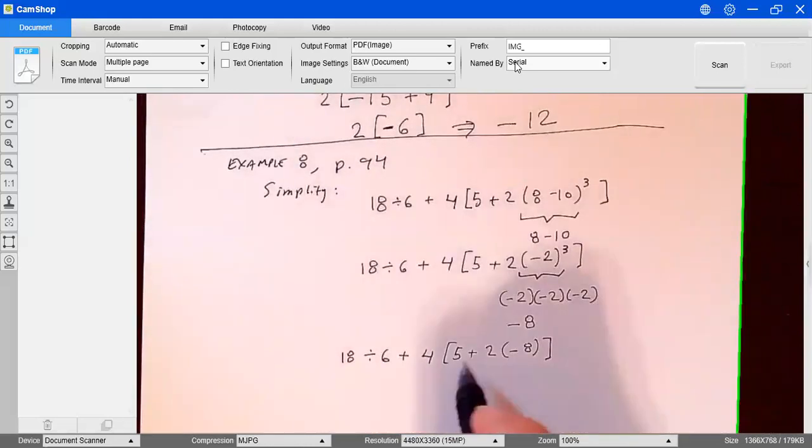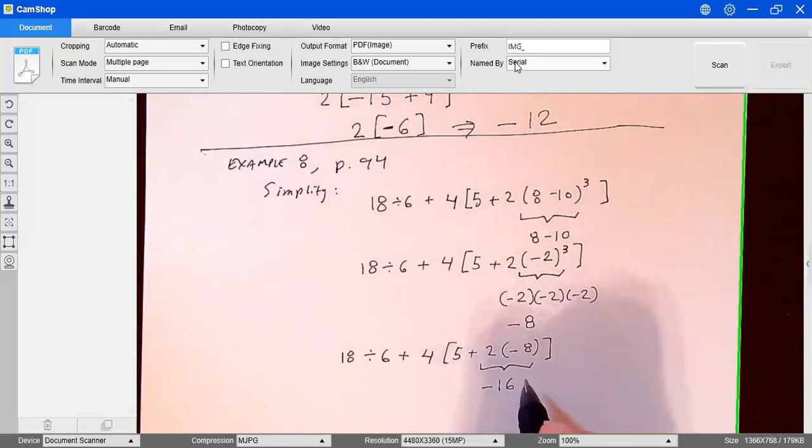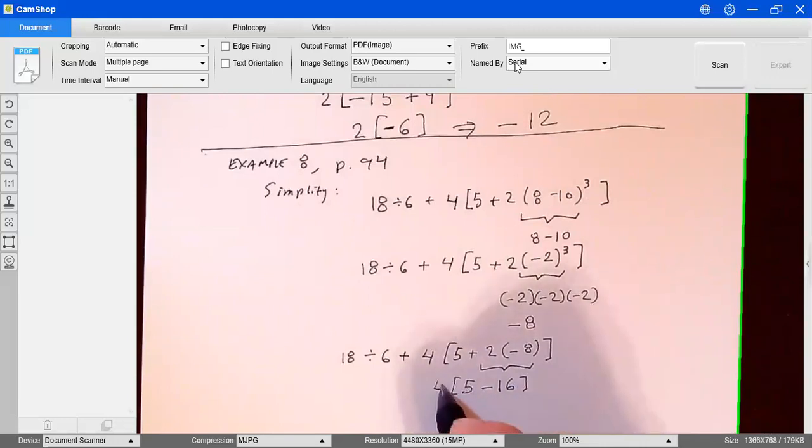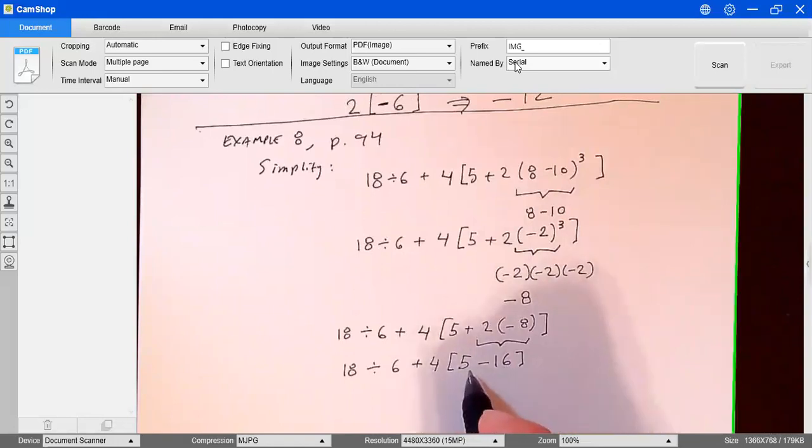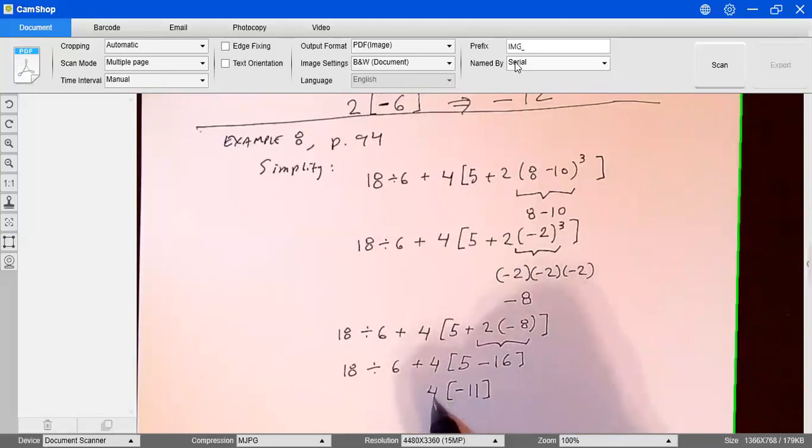We continue. We are working with this square bracket. Now we have to work with this part, multiplication. Positive times negative is going to be negative. 2 times 8 is going to be 16. And then we write the rest. Don't forget the rest. We need to write in every step the remaining part. The final part is an addition inside of this square bracket. This is going to be 16 minus 5, which is 11. Now, what is the sign of the number with the greatest absolute value? It's negative. So this is going to be negative 11 multiplying 4.